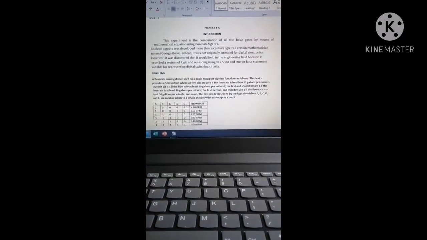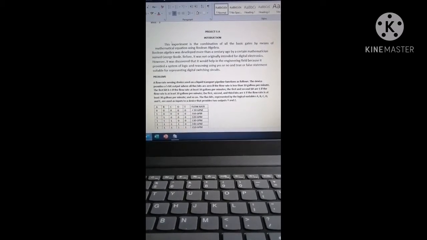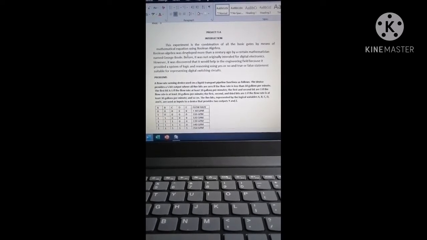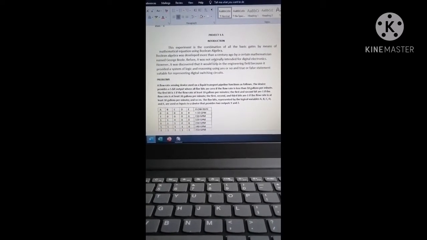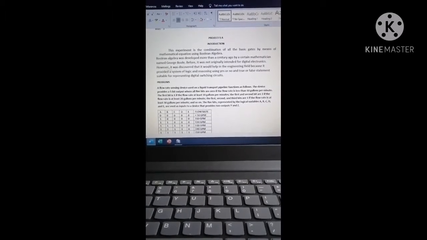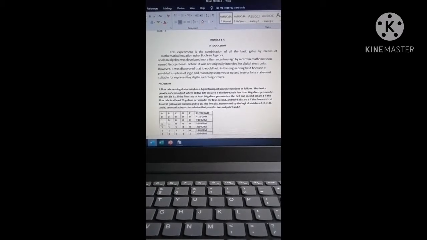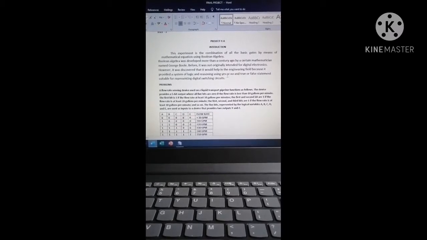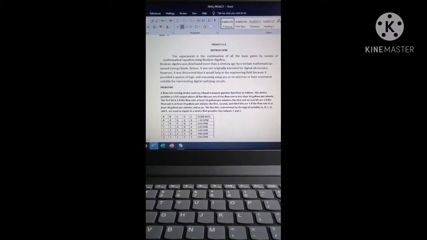Introduction. This experiment is the combination of all basic gates by means of mathematical equation using Boolean algebra. Boolean algebra was developed more than a century ago by a mathematician named George Boole. Before, it was not originally extended for digital electronics. However, it was discovered that it would help in the engineering field because it provides a system of logic and reasoning using yes or no and true or false statements, suitable for representing digital switching circuits.